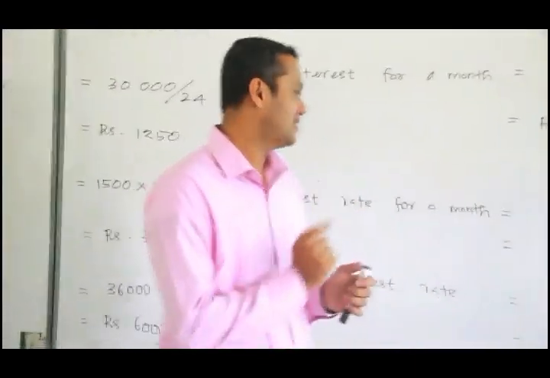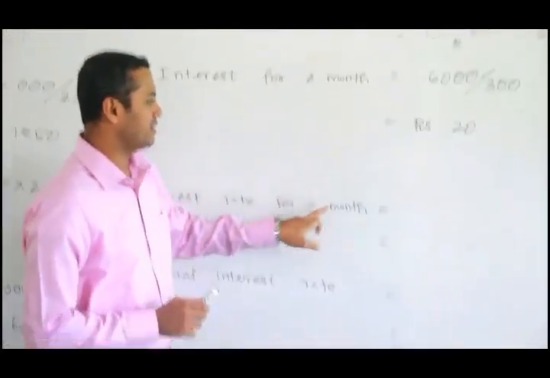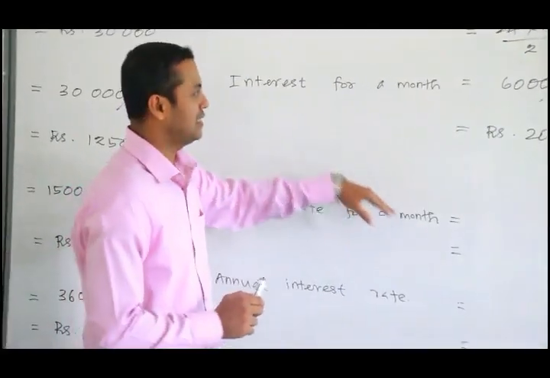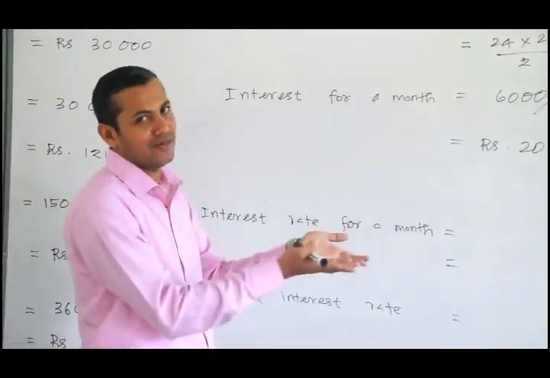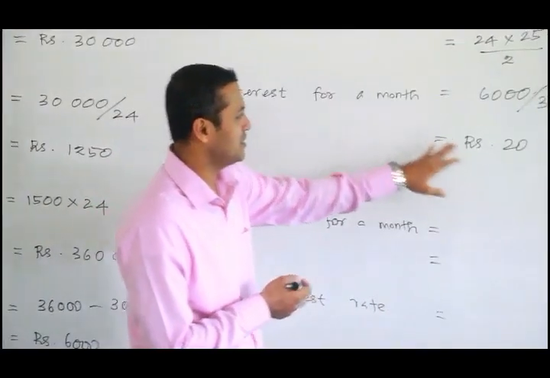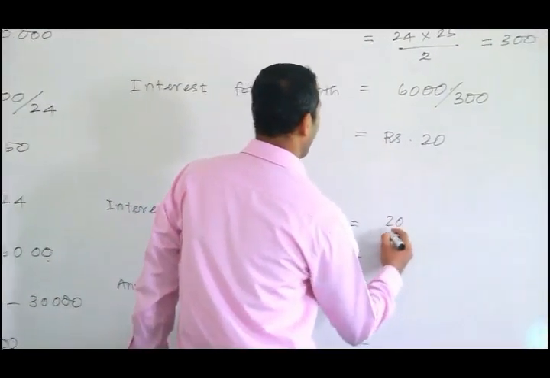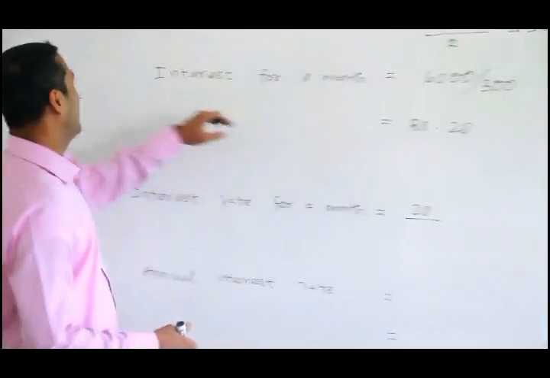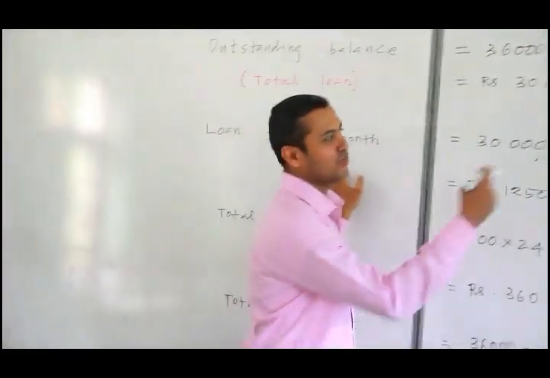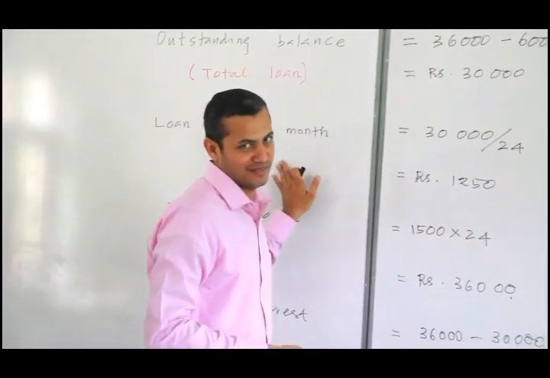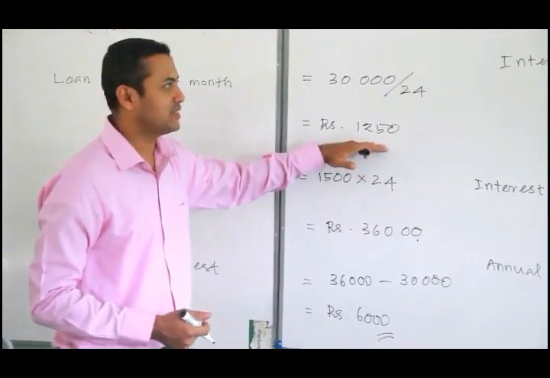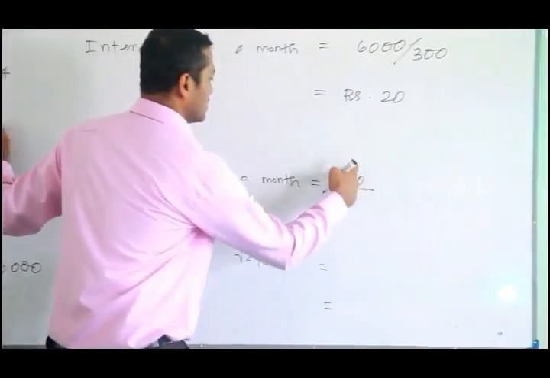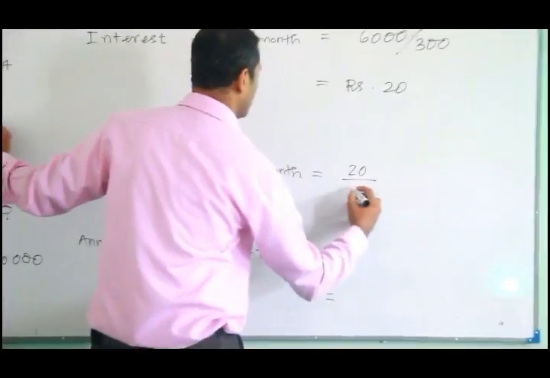That's it. But here the difference is, this is calculated for a month. So interest rate for a month means interest for a month over loan for a month into 100. What is the interest for a month? It is 20. The purpose of calculating the interest for a month and the loan for a month is to calculate the interest rate for a month. So what is the loan for a month? We already calculated. 1250.